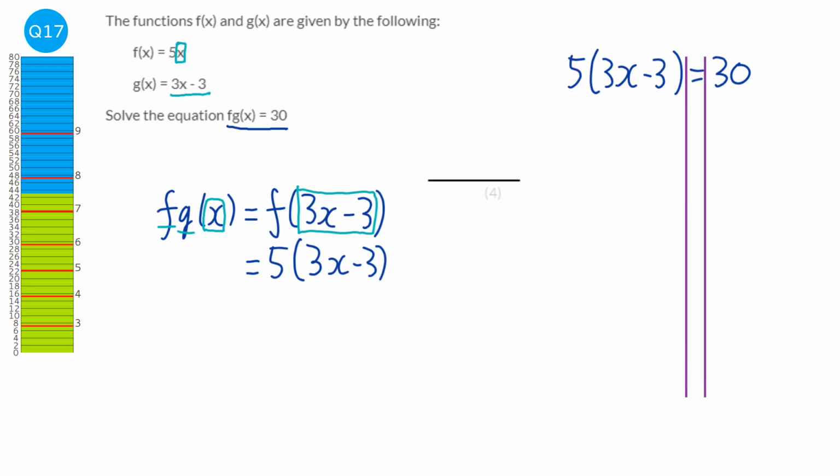Okay, we're going to start off by actually dividing the 5 both sides. We don't need to expand the brackets. We can actually just get rid of it by dividing the 5. And that will give us 6. Now we're going to add 3 to both sides to get rid of that minus 3.